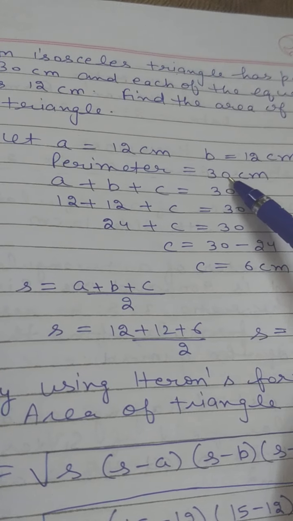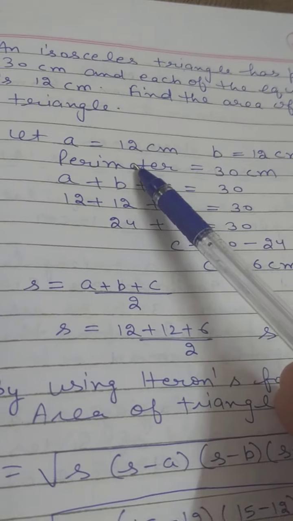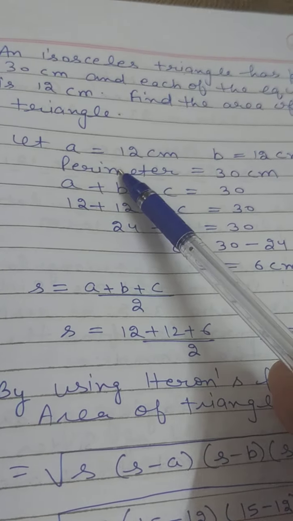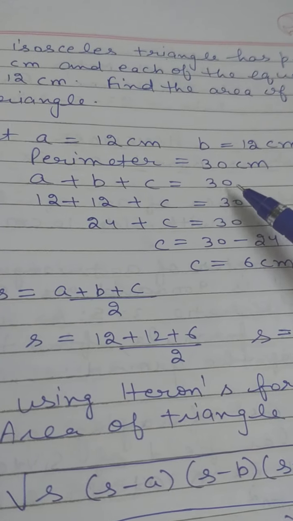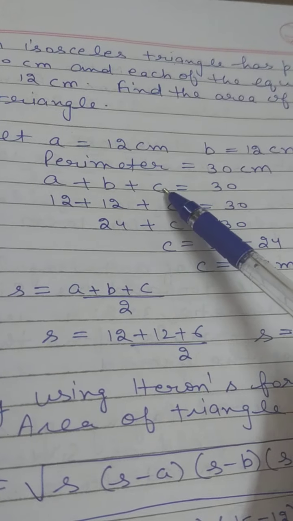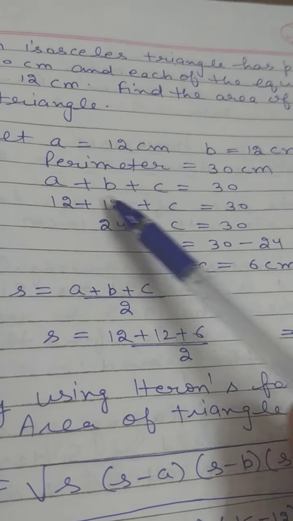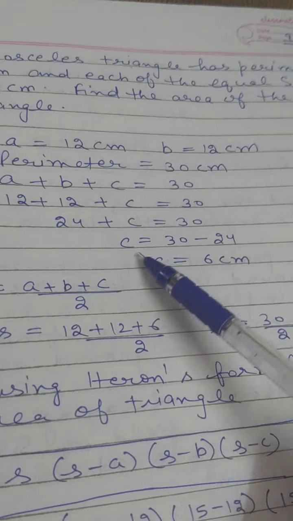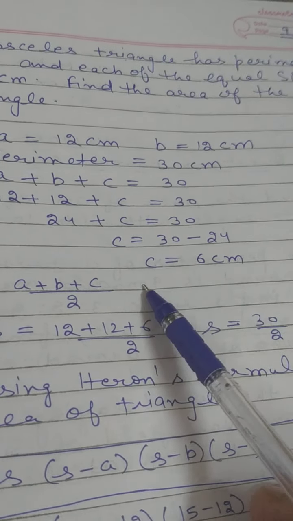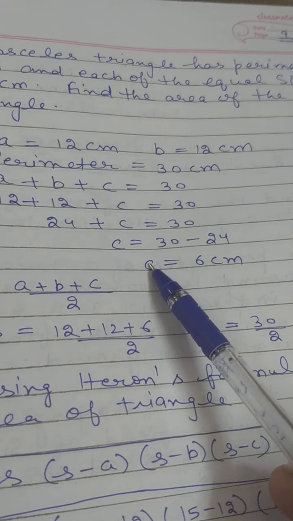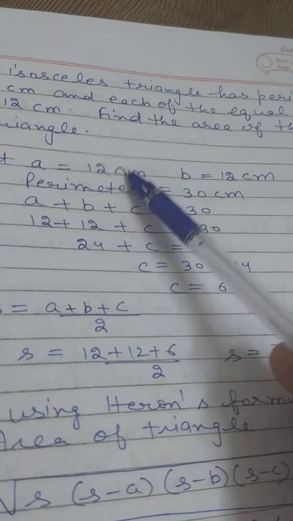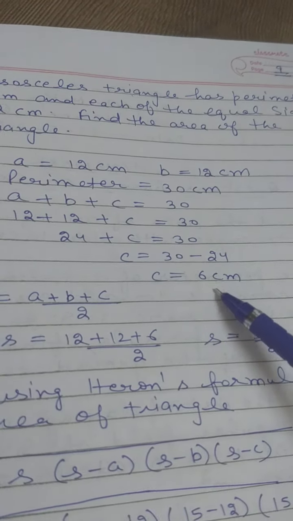We are given the perimeter equal to 30 centimeter, and we know that the perimeter is the sum of all sides of a triangle. Therefore perimeter equals a plus b plus c equals 30. a is 12 centimeter, b is 12, plus c equals 30. 12 plus 12 is 24, plus c equals 30. c equals 30 minus 24, c equals 6 centimeter. Therefore the third side of the triangle is 6 centimeter. Two sides are 12 centimeter, the first side 12 centimeter, the second side 12 centimeter, and the third side 6 centimeter.